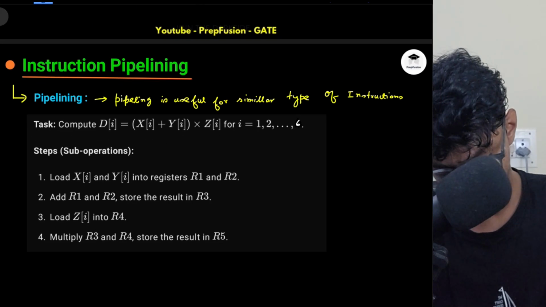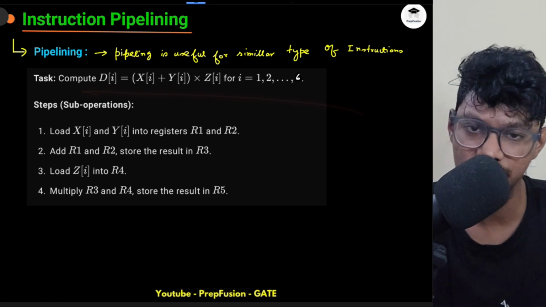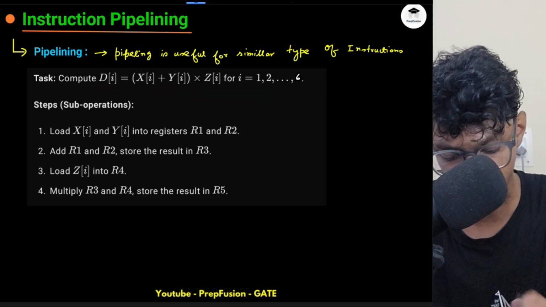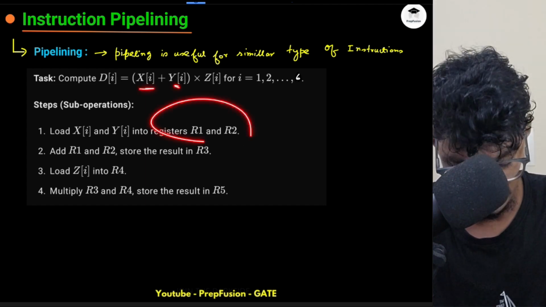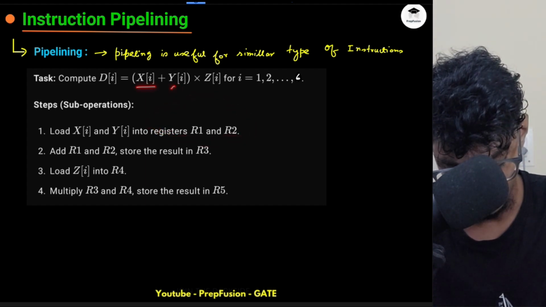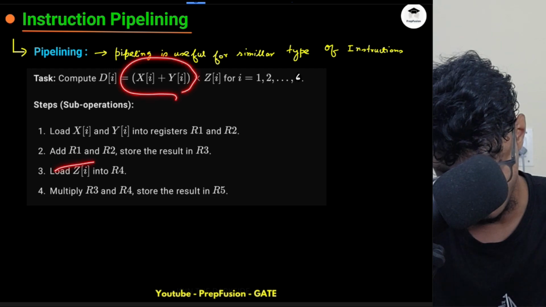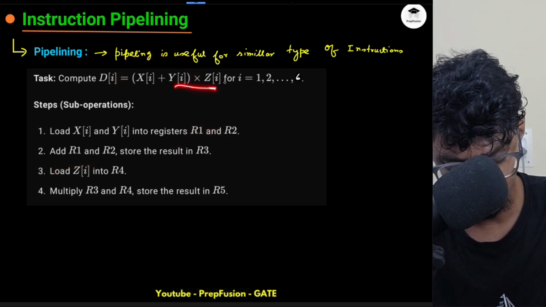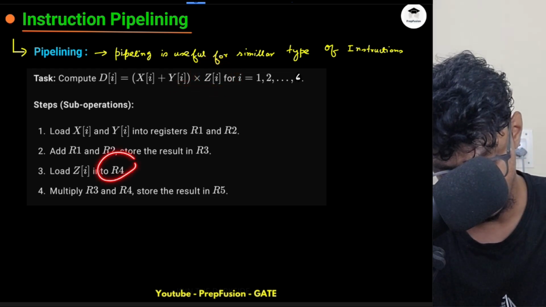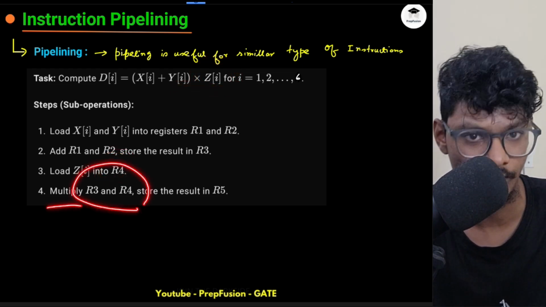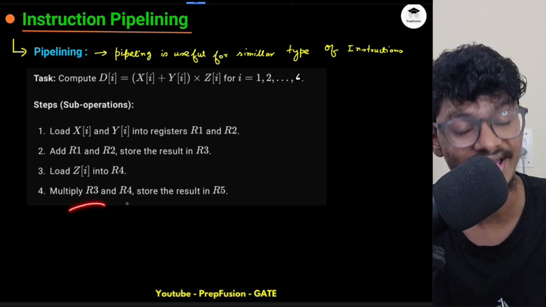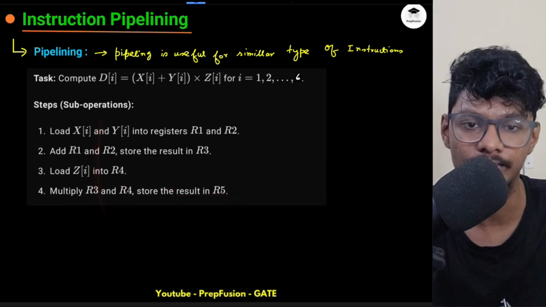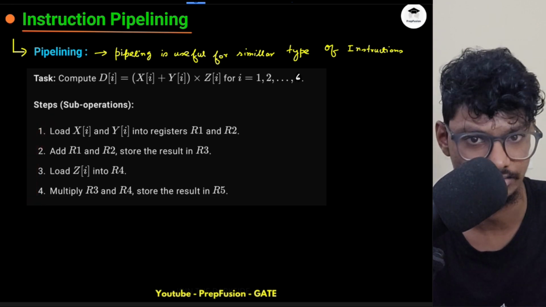Okay, so can I break this down into sub operations? I have already told you how we can break it down into sub operations. First, we load the data x_i and y_i into registers R1 and R2. Then we can perform the addition operation and store the result in some register R3. Then I can load this data z_i into register R4. Then finally I can do the multiplication operation of the contents present in R3 and R4, and store the result in R5. So these are the sub operations. So there are a total of 4 stages.